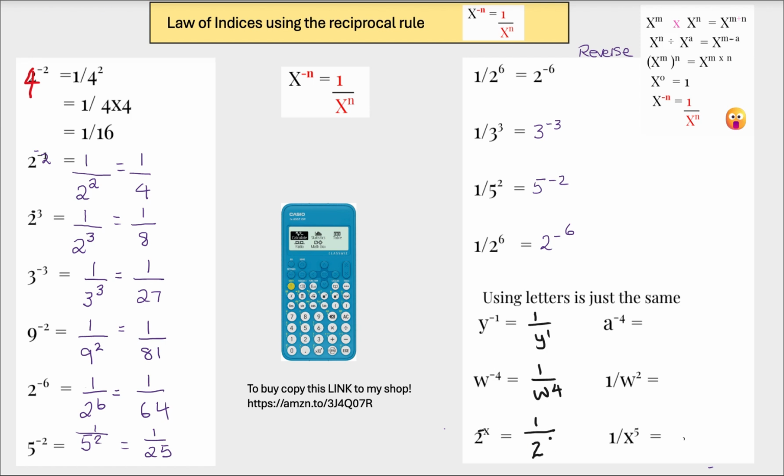That should be a minus there, to the x. Same again. 1 over a to the power of positive 4. Same again with this. It's just like up here. So we're now going to put it back in index form. So we're going to go w to the minus 2. And here is x to the minus 5.